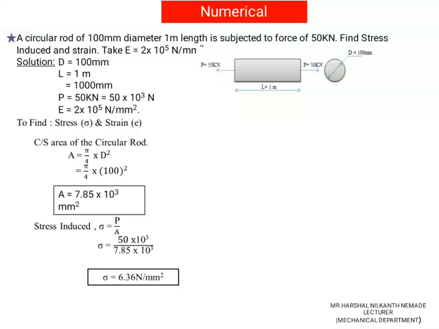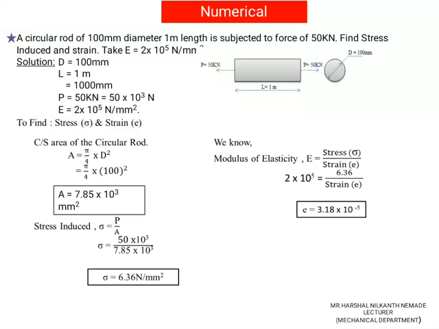Stress induced I got. After getting the stress induced, now strain. We know the modulus of elasticity, capital E, is equal to stress upon strain. So capital E is given as 2 into 10 to the 5, which is equal to sigma, 6.36, divided by strain. I have to find the strain, they have asked. So strain will be 3.18 multiplied by 10 to the minus 5. For strain, there is no unit. We will move to the next sum.